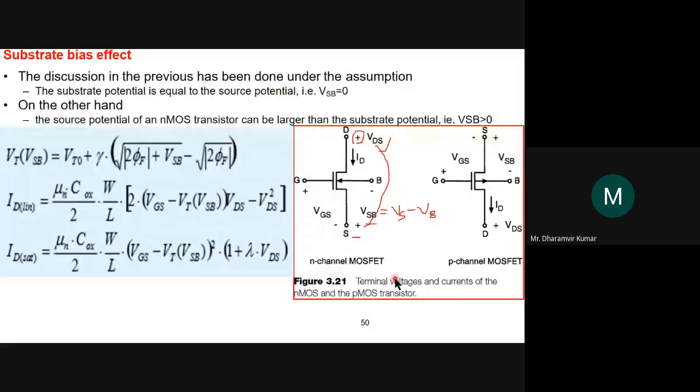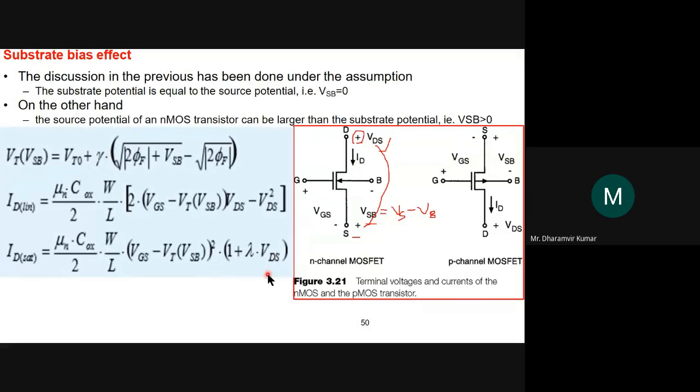And similarly, we will have the P channel MOSFET. The arrow will come out in this case instead. And again, we are having the four terminals: the gate, the source, the body, and the drain. So we will have gate and source VGS, we will have again VSB, and then we will have VDS between drain and source.